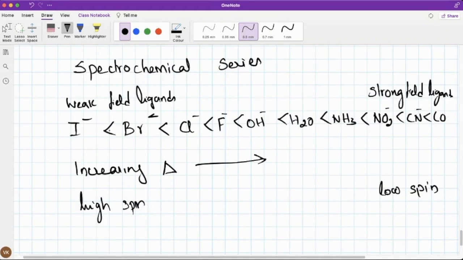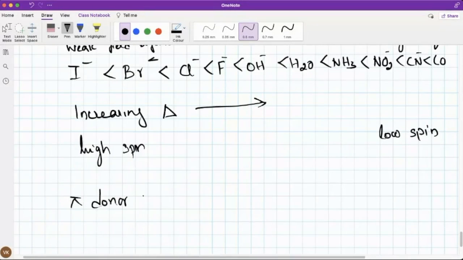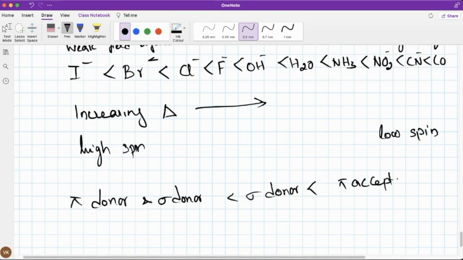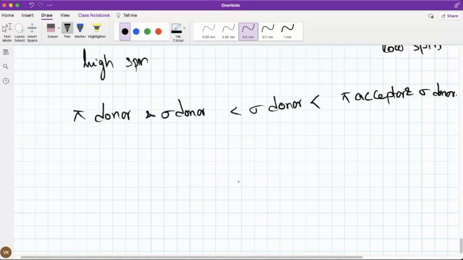After listing all these chemical ligands, they saw that here these are pi donor and sigma donor, in the middle they are sigma donor, and at the end they belong to pi acceptor and sigma donor. So here it mostly decreases the T2g energy level.